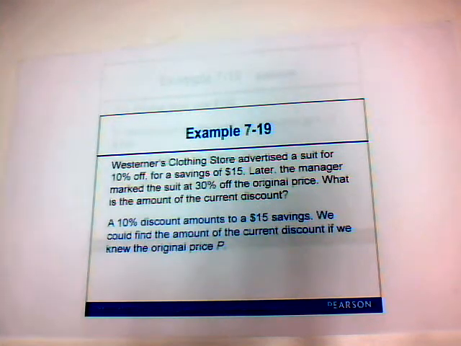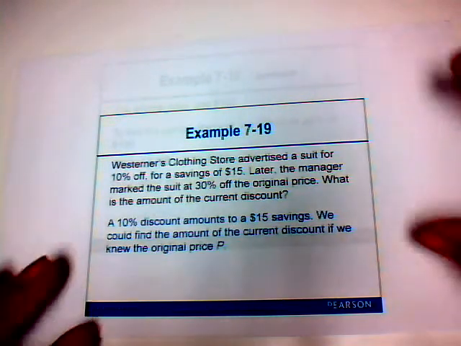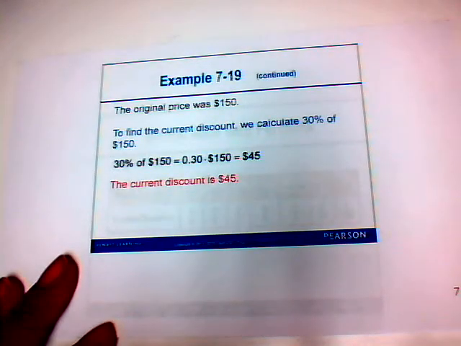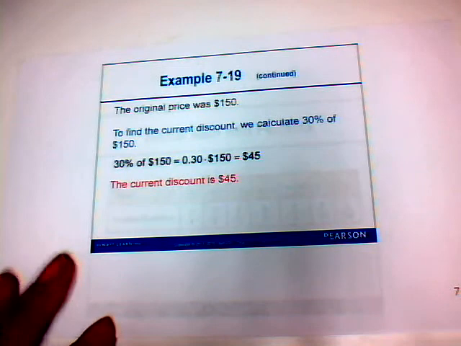Okay, another example would be Westerners clothing store advertised a suit for 10% off for a savings of $15. Later, the manager marked the suit at 30% off the original price. What is the amount of the current discount? Okay, so here, a 10% discount amounts to a $15 savings. We could find the amount of the current discount if we knew what the original price was, which we're going to call P. So here the original price was $150.